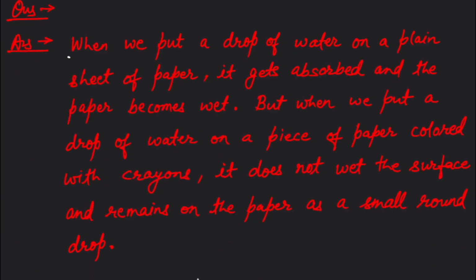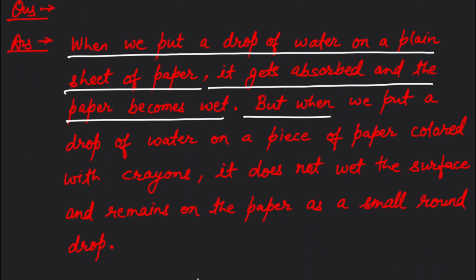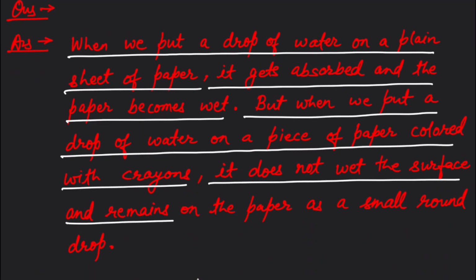You can write like this. When we put a drop of water on a plain sheet of paper, it gets absorbed and paper becomes wet. But when we put a drop of water on a piece of paper colored with crayons, it does not wet the surface and remains on the paper as a small round drop.